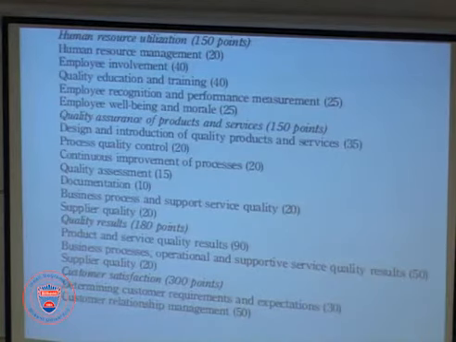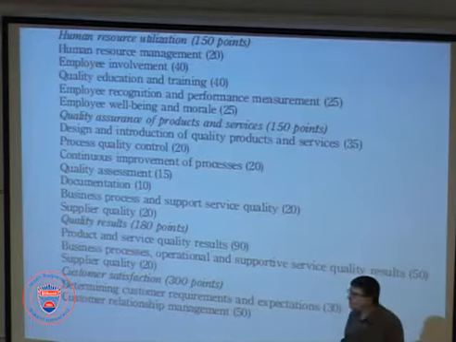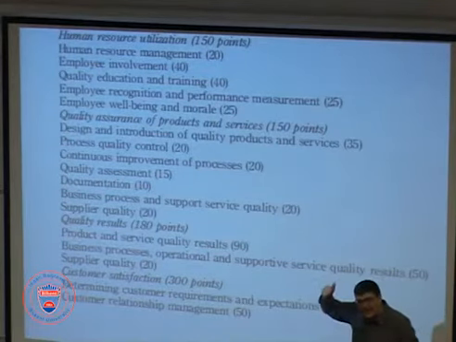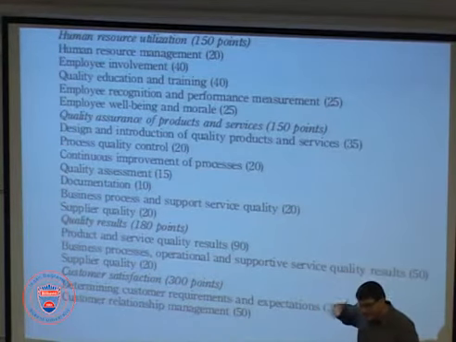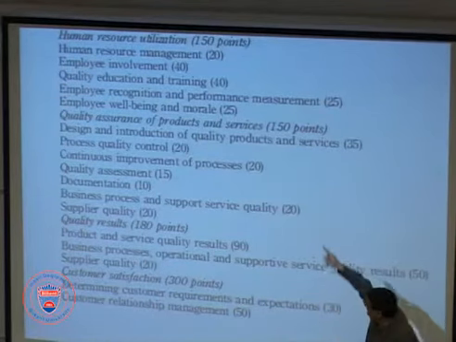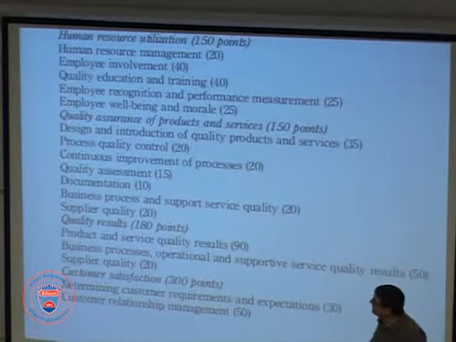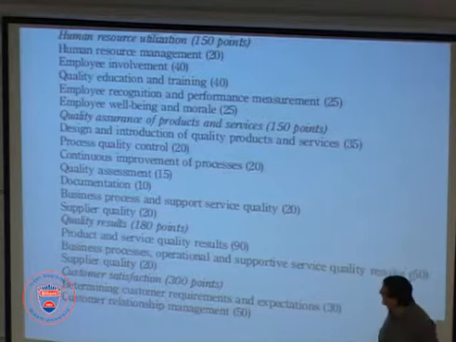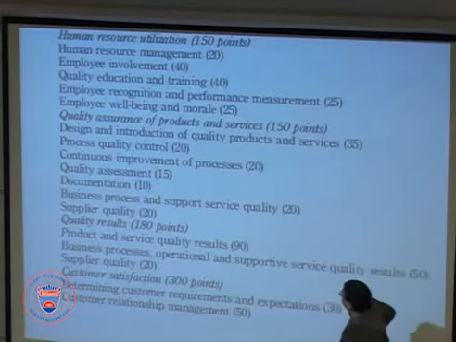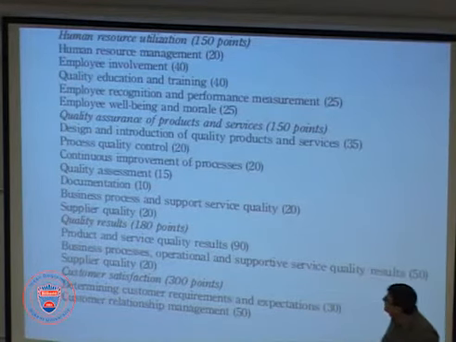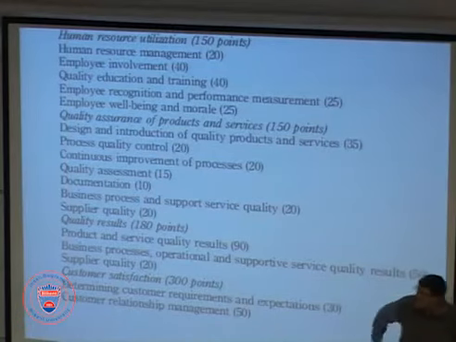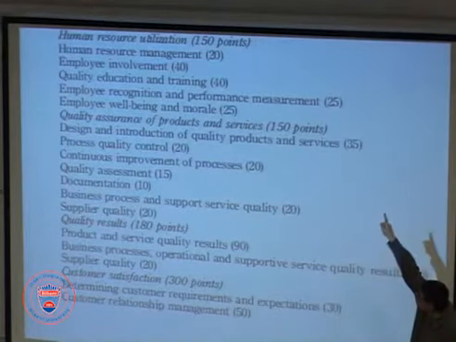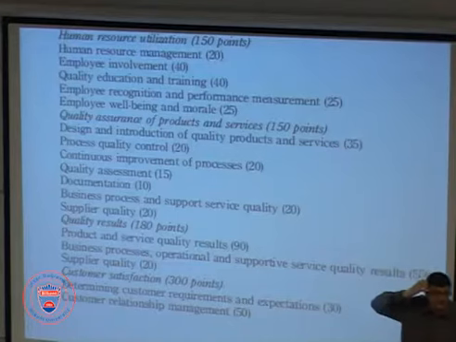And it is given some points, 150 points. Now, how do we form those points? This is human resource management. These are the sub-level performance measures for each of them. Employee involvement, quality education and training, employee recognition and performance measurement, employee well-being and morale. So if you add up all these 5, you're going to obtain 150.